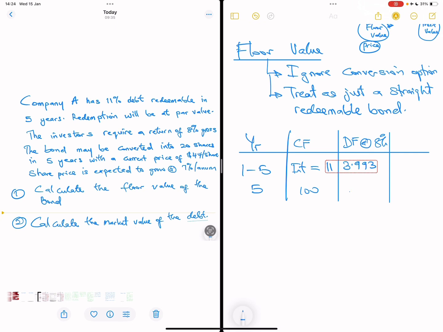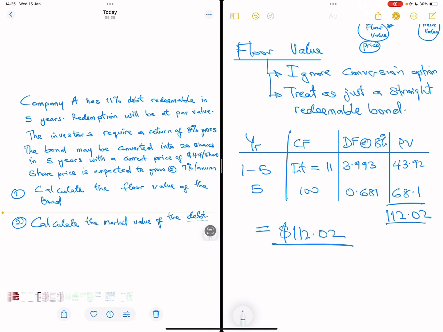the discount factor for 5 years will be 0.681. And the present value for these figures will be 43.92 and 68.1. So the floor value total, which is the present value, is the addition of those two, and that is 43.92 plus 68.1, and that gives us 112.02. So the floor value of the bond is 112.02.